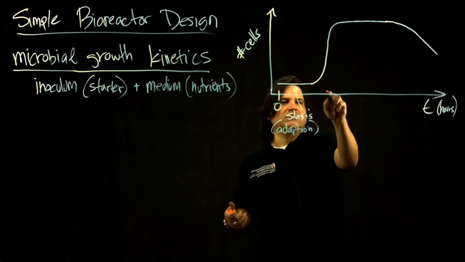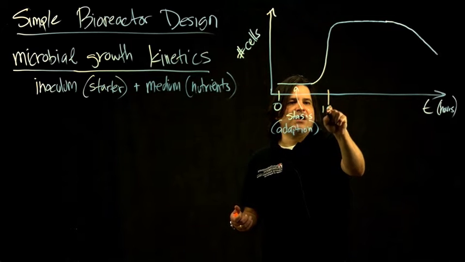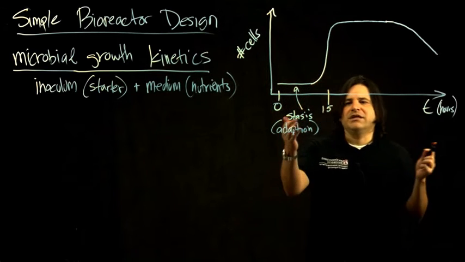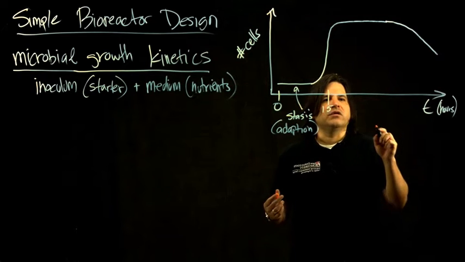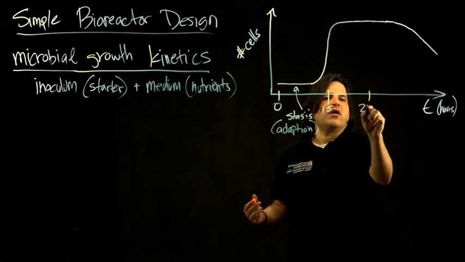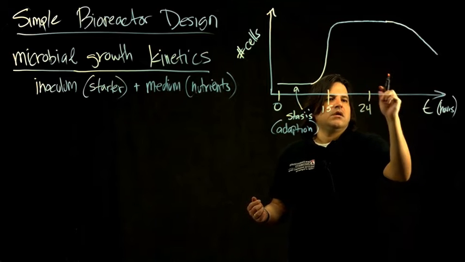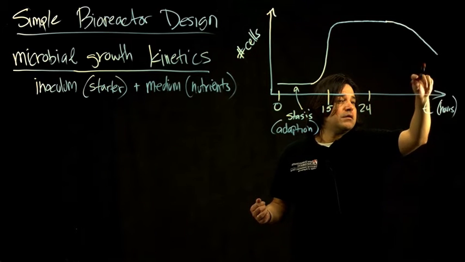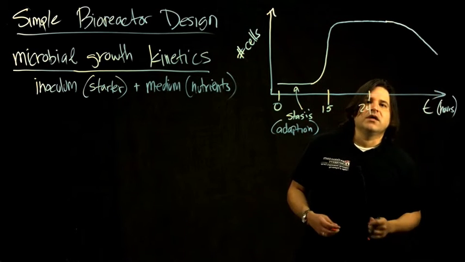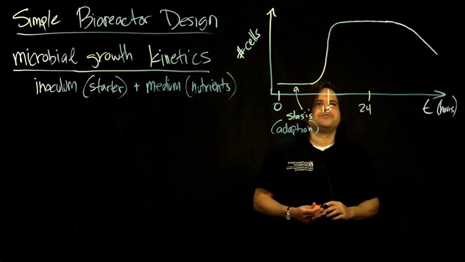But a typical time scale is like, okay, 15 hours for stasis. That depends, of course, but it can be like 24 hours. You can reach this stationary period, and then death after that. Sometime after that, it depends on the situation.